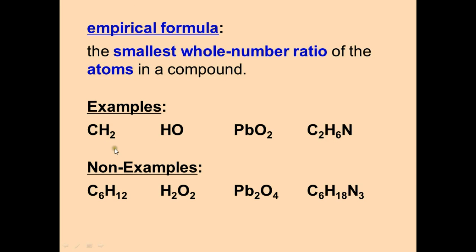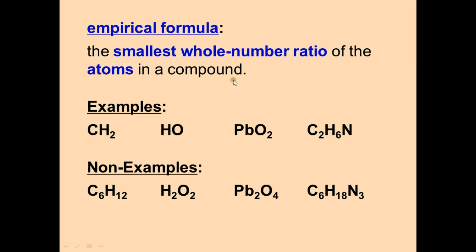So notice how in empirical formulas, there's nothing that can be divided even further. These are the simplest numbers you can get of each element, but these are not. These can be further divided down into the numbers on the top. Notice how 6 and 12 both are divisible by 6. So that's how we get this number. And 2 and 2 are both divisible by 2. So that's how we got HO. 2 and 4 are both divisible by 2. That's how we get this one. 6, 18, and 3 are all divisible by 3. And that's how we get these empirical formulas, which are the simplest ratios.